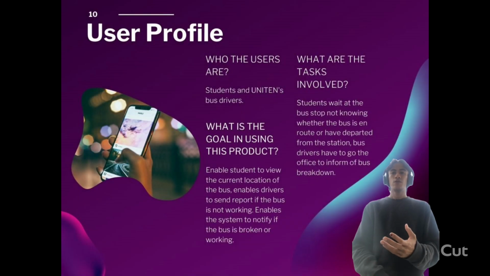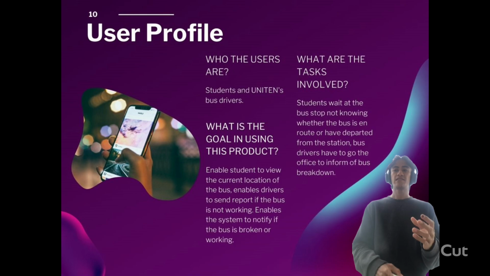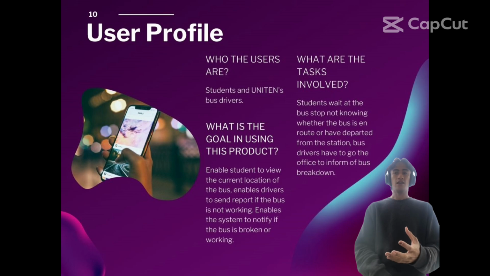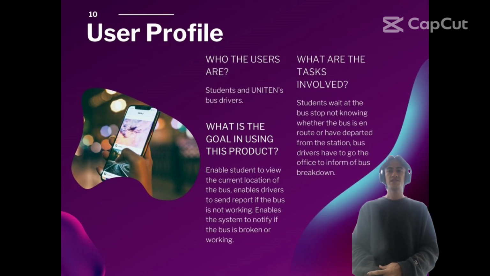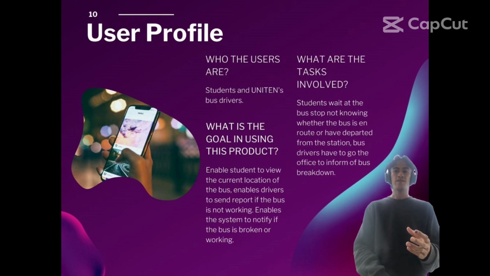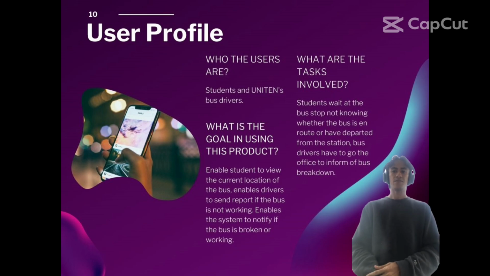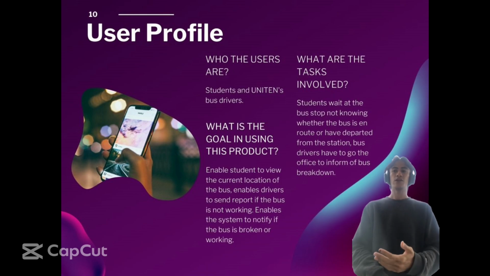So, we analyze a certain user profile, and this is what we have in the criteria of selecting our user and knowing who they are. Who are the users? The users consist of students and Uni-Trans bus drivers. What is the goal in using this product? It is to enable students to view the current location of the bus and enable drivers to send a report if the bus is not working. It also enables the system to notify if the bus is broken or working.